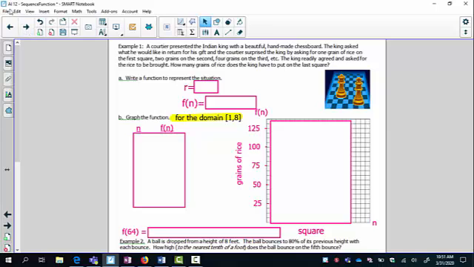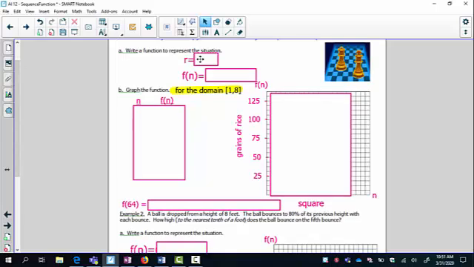So the first thing they want you to do is write a function. My common ratio, since I'm doubling each time, is going to be 2. My function will be what I'm starting with, which is 1 times 2 to the n minus 1. And they want us to graph this function for the domain.